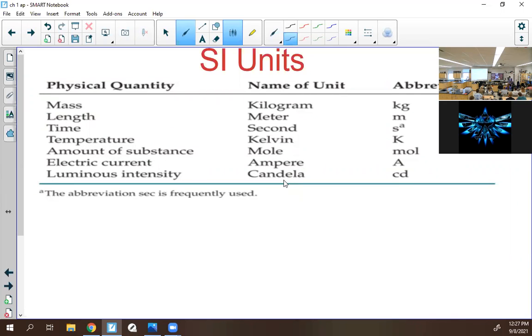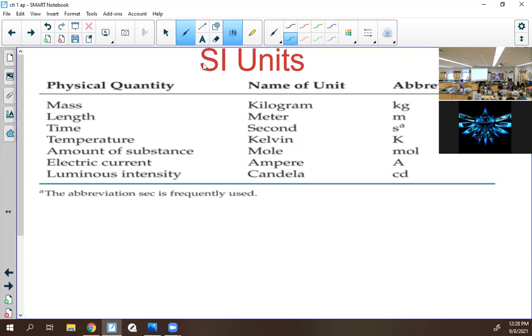Time is just seconds, with an s. Don't worry about that yet. And then temperature, in this class, we'll use Kelvin most of the time. You've heard of Fahrenheit. We never use that in real science. You've heard of Celsius. We'll use that occasionally, but most of the time we will use Kelvin. Kelvin is a true scale that goes to an absolute zero.